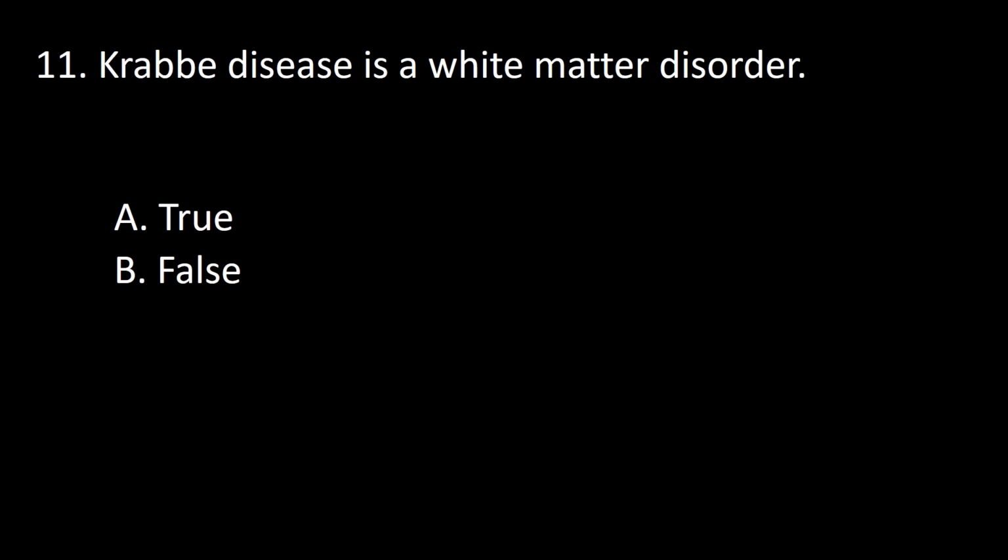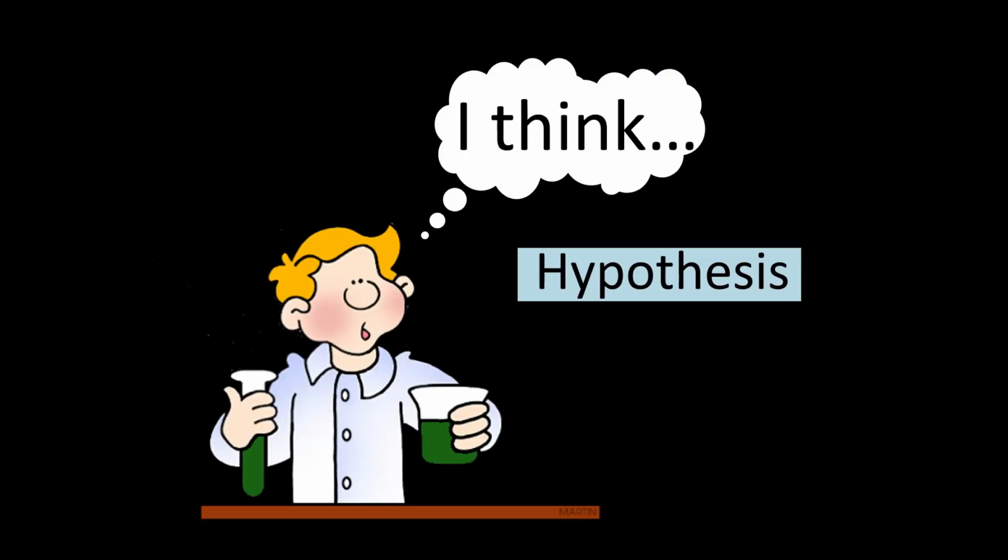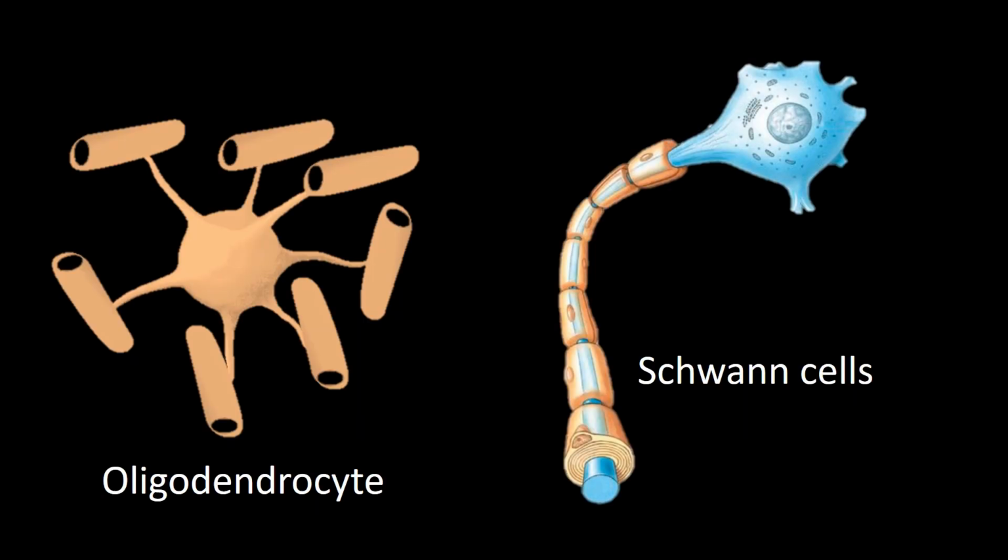Next question. Krabbe disease is a white matter disorder. A, true, B, false. A hypothesis that explains Krabbe disease goes as follows. Here I have represented an oligodendrocyte and a Schwann cell. Both make myelin. The oligo in the central nervous system and the Schwann cell in the peripheral nervous system.